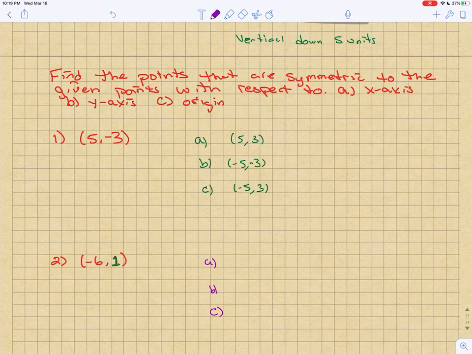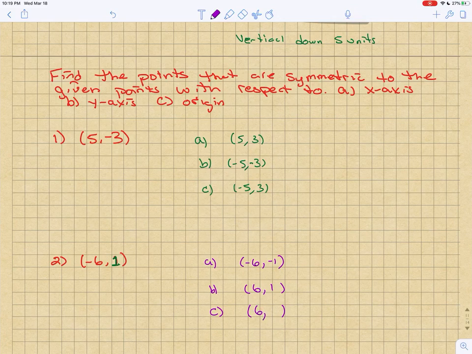First, we want it with respect to the x-axis. Well, if it's the x-axis, that means the y values change. Minus 6, minus 1. It was a positive 1, so now it has to be a minus 1. With the y-axis, that means my x values have to become the opposites. So it was a minus 6, it now has to become a positive 6, and my y values do not change. To be symmetric with respect to the origin, my x and my y values must become the opposites.